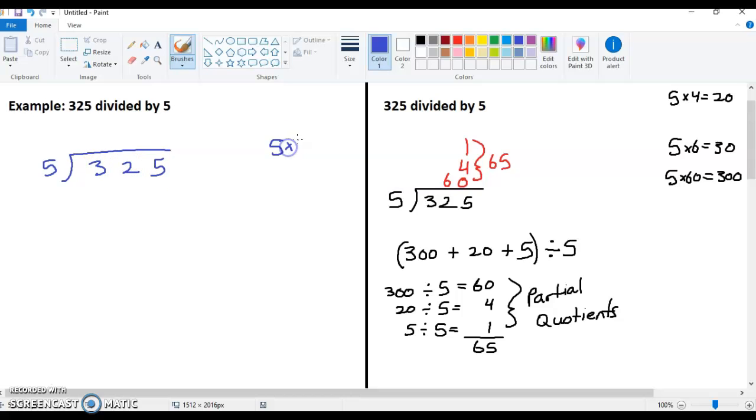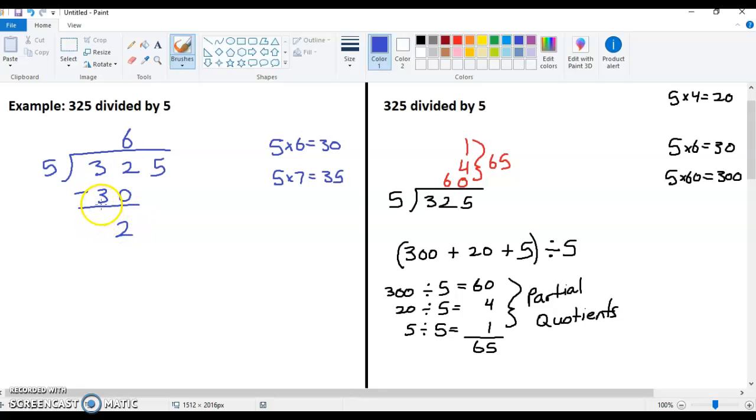Well, if you look at your multiplication facts, you know that 5 times 6 is 30. 5 times 7 is 35. So you want to get as close as you can to 32 without going over 32. So we're going to use the 6. So you put the 6 right there, you multiply 5 times 6, and you're going to subtract that product. 32 take away 30 leaves you with 2.